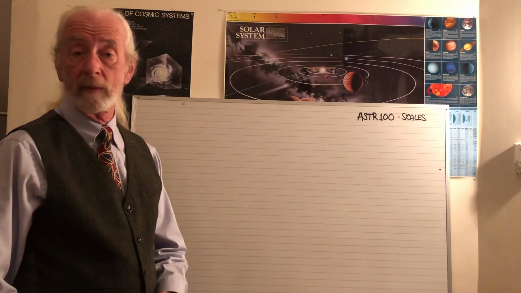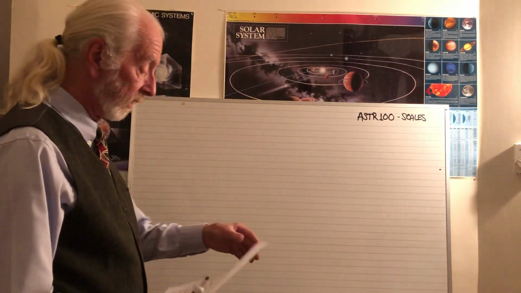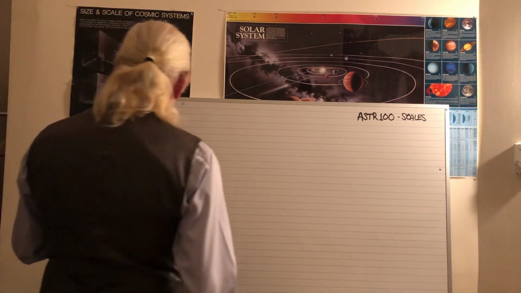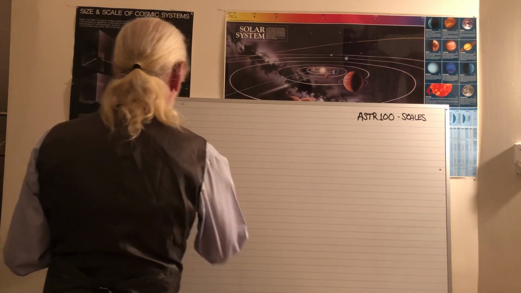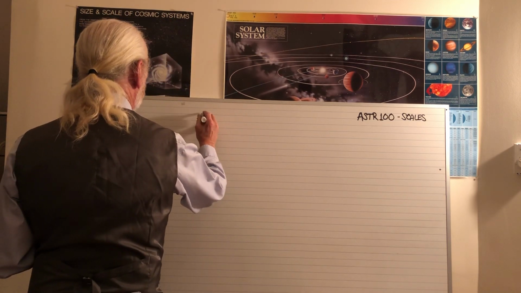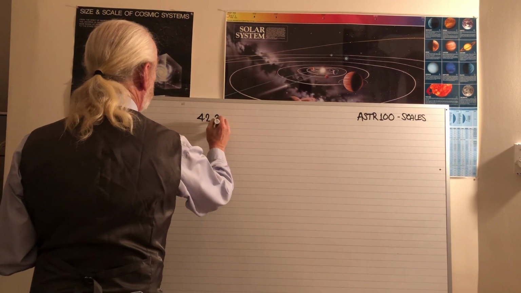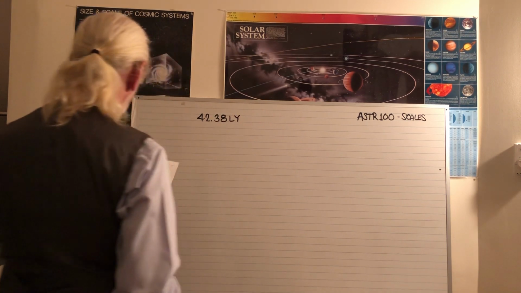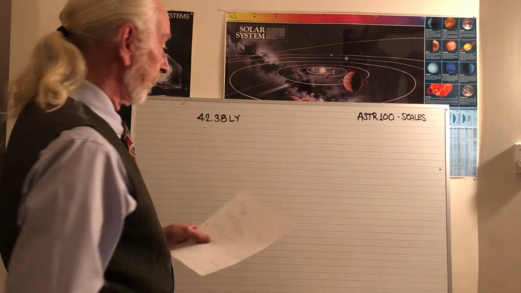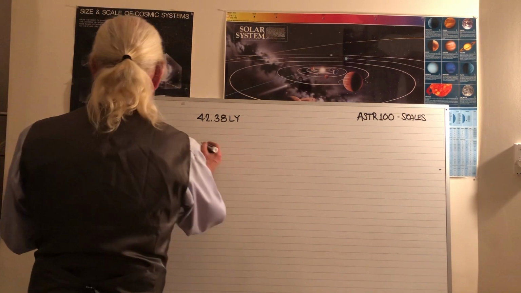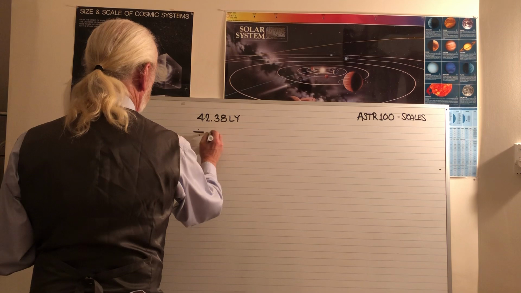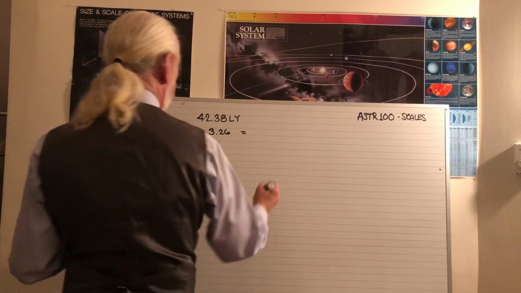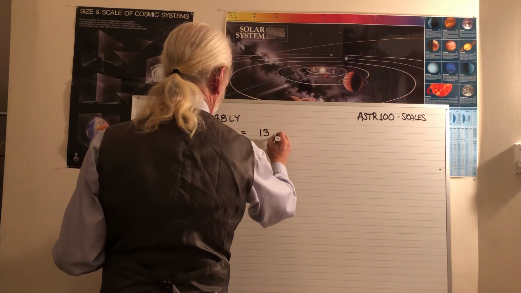So here we are. I am assuming that you did hit pause, that you did try this out on your own. Example number 1. I got 42.38 light years. How many parsecs would that be? Well, I'm going to divide by 3.26, and I get 13 parsecs.